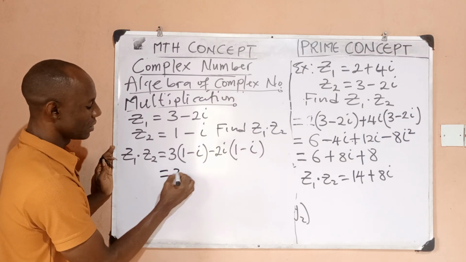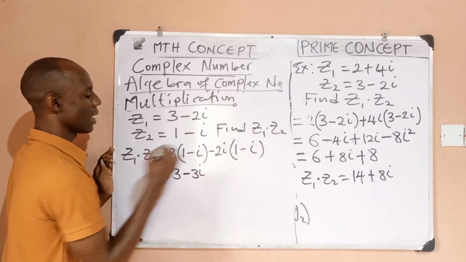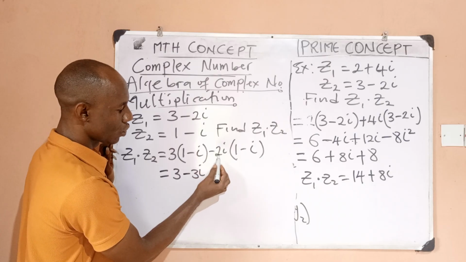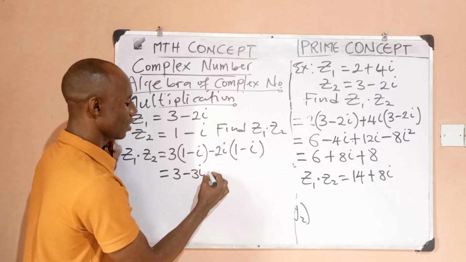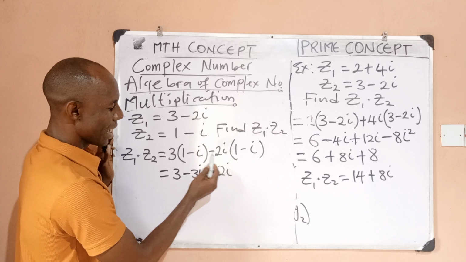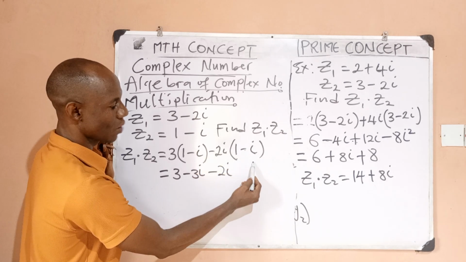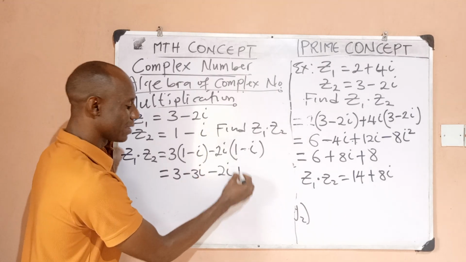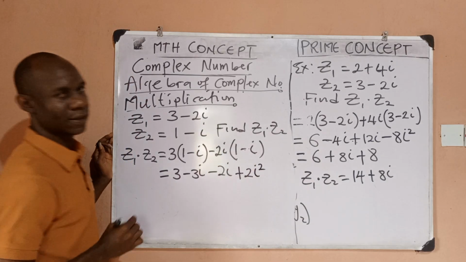3 times 1 would give me 3. 3 times minus i would give me minus 3i. I'm done with this first part. So watch this part carefully. Minus 2i times 1 is what? Minus 2i. Carefully again. Minus 2 times minus 1, because the coefficient of i in this case is actually minus 1. So let's multiply the coefficients first. Minus 2 times minus 1 is plus 2. Then i times i is i squared.